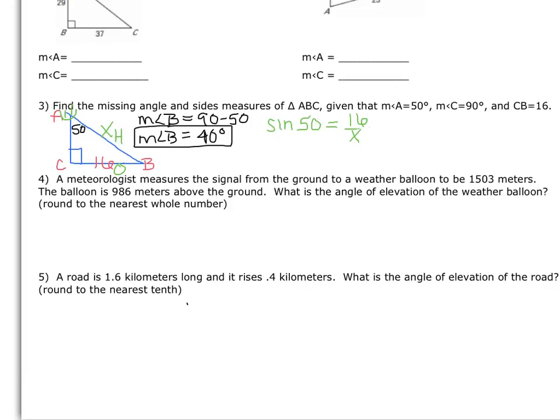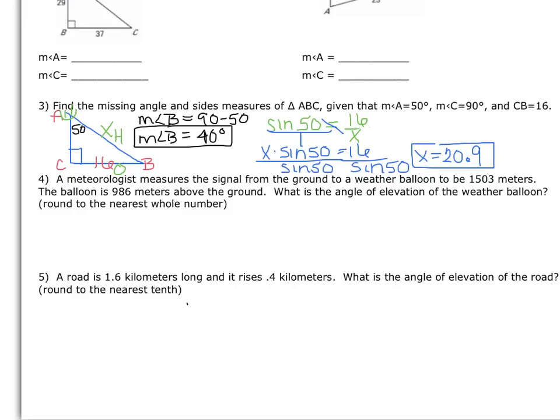Okay, we're going to cross multiply and solve this. So we have X times the sine of 50 is equal to 16. So divide by sine 50, divide by sine 50. So X equals, and I'll go ahead and do that for you since we did this already in class. So this is 20.9. So side AB is 20.9.